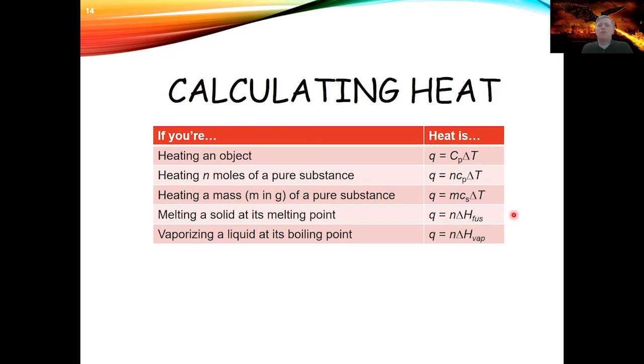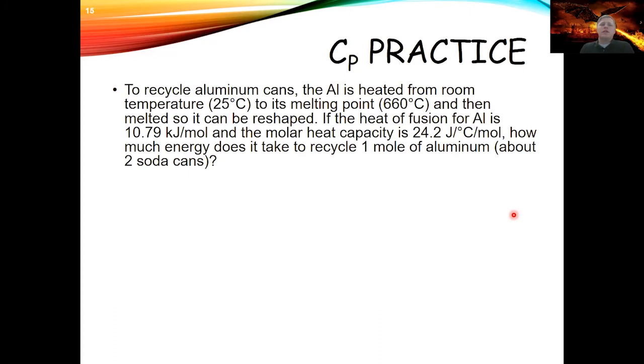All right, so you could get a problem that looks like this. Let's say we're trying to recycle aluminum cans. To recycle aluminum cans, the aluminum is heated from room temperature, 25 degrees Celsius, to its melting point, 660 degrees Celsius, and then melted so it can be reshaped. If the heat of fusion for aluminum is 10.79 kilojoules per mole, and the molar heat capacity is 24.2 joules per degrees Celsius per mole, how much energy does it take to recycle 1 mole of aluminum, which is about 2 cans?